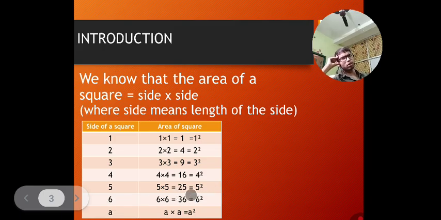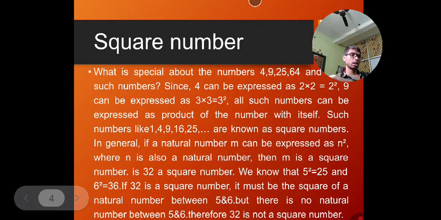25 will be represented, sometimes as 5 raised to power 2. Sometimes 6 raised to power 2 will be written, meaning just 36. For A as a side, A is also a side, and when we multiply both, we get A square. A square number.